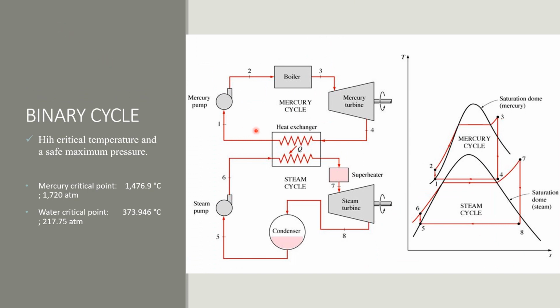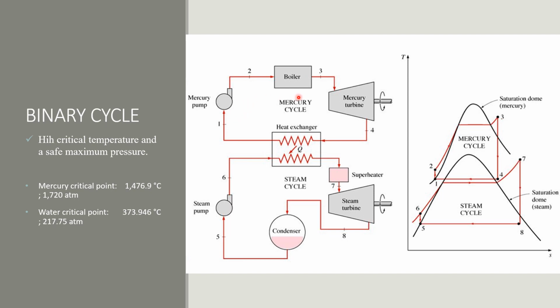Generally it was seen that on increasing the temperature of water, the pressure also increases, so it is not practically feasible. So we use another type of cycle, the mercury cycle. Mercury has a higher temperature at lower pressures.